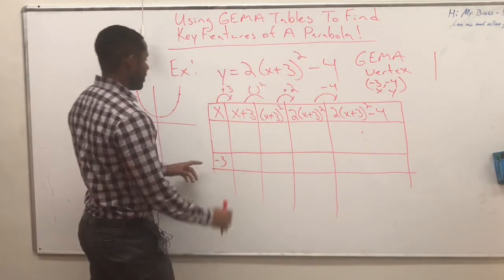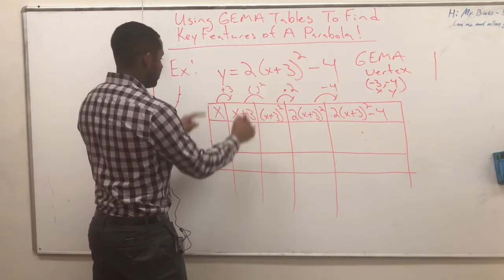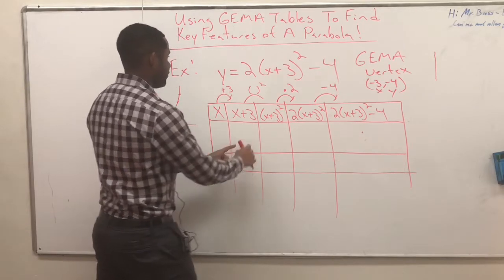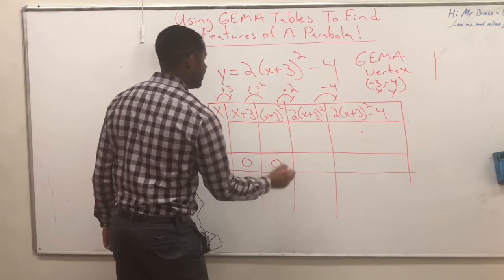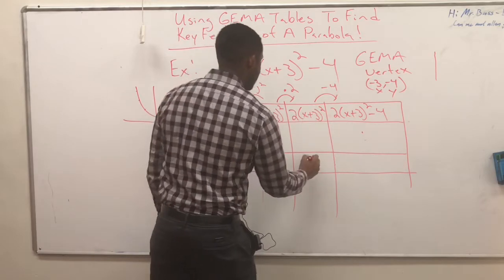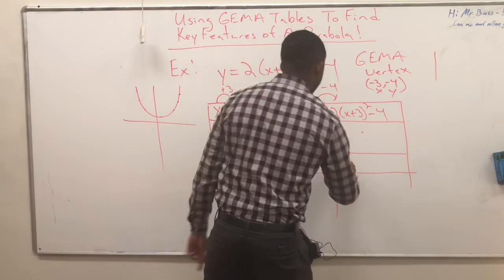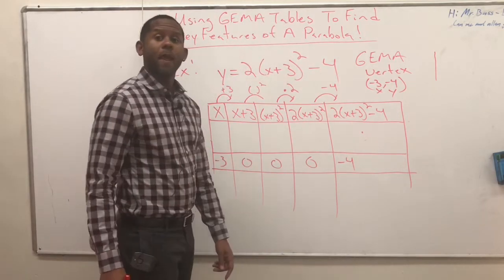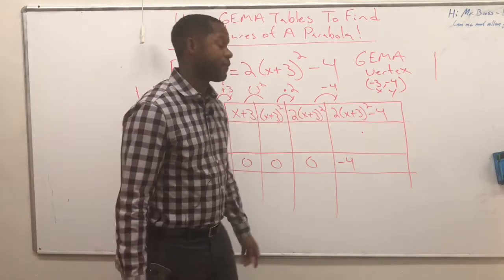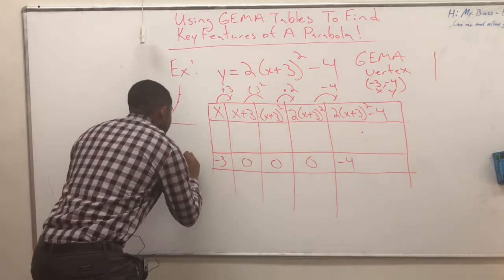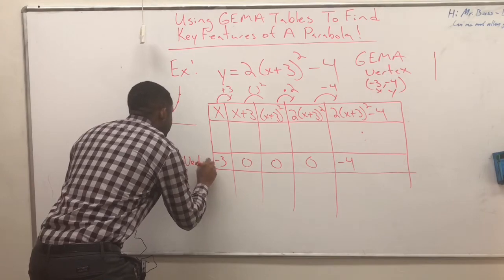Okay? So x is -3. -3 plus 3 is 0. 0 squared is 0. 0 times 2 is 0. 0 minus 4 is -4. Booyakasha. There's my vertex. And I'm even going to label this vertex.